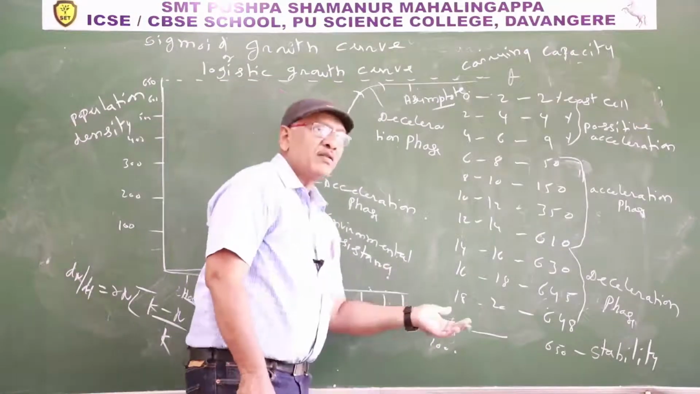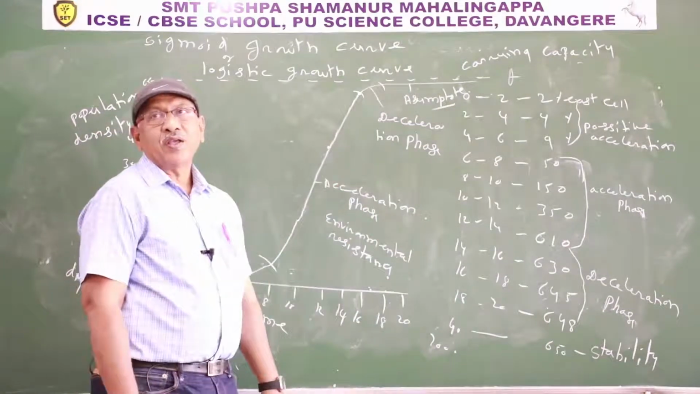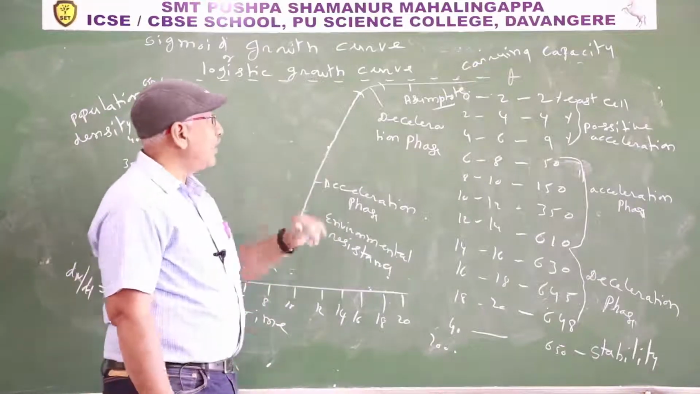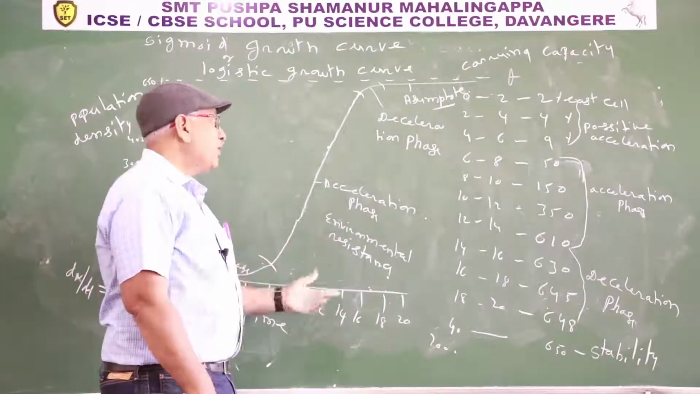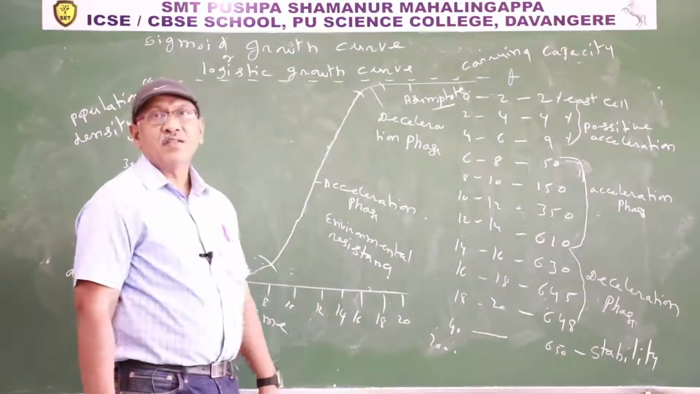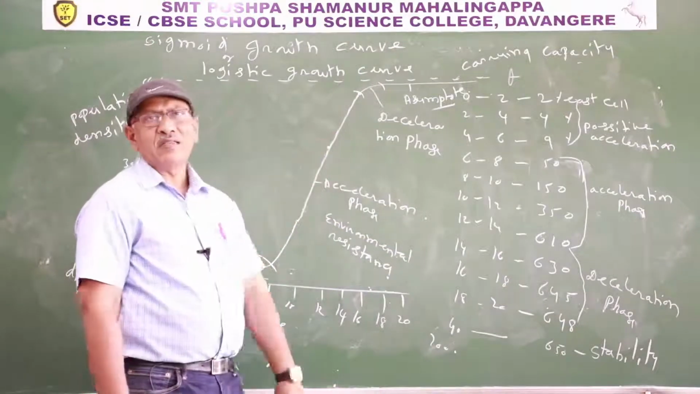In which phase is birth rate equal to death rate? Asymptote or stability, a neither increasing nor decreasing state. In which phase of the logistic growth curve does birth rate far exceed death rate? That is in the acceleration phase. In the acceleration phase, birth rate far exceeds death rate.